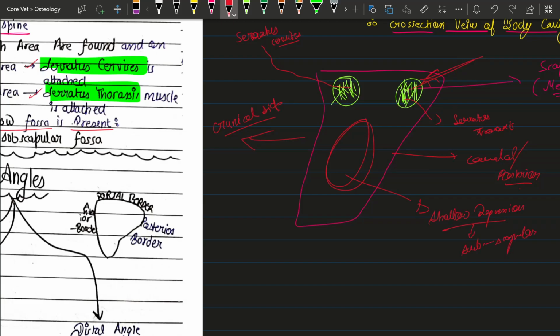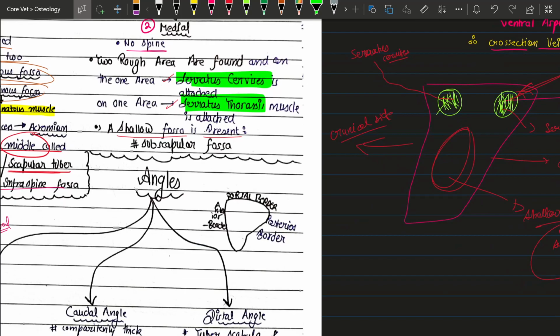Subscapular fossa. Okay, so the two fossas that were on the lateral aspect were what? The supraspinatus and the infraspinatus fossa. And the fossa that is present on the medial aspect is known as the subscapular fossa. Okay, I hope these parts are clear.